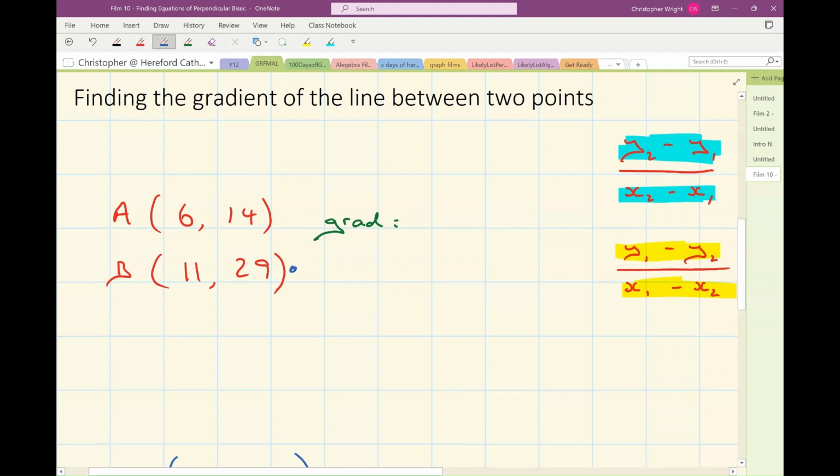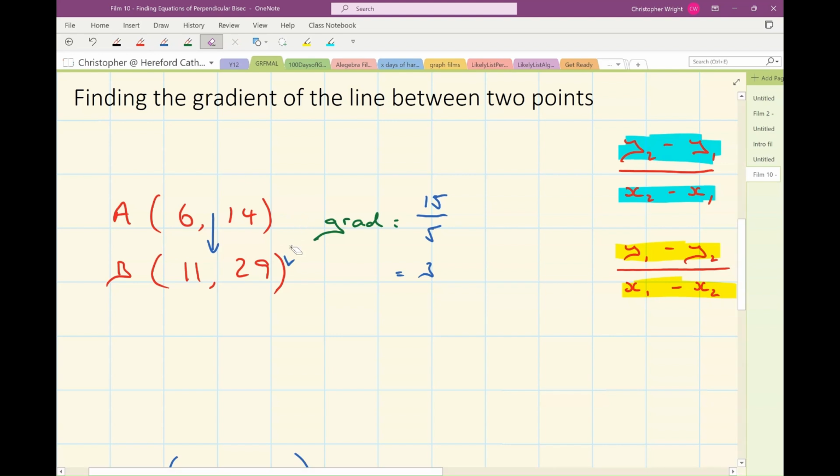As long as we do the same when we're looking at the change in y and the change in x. Now, looking at my y's there, I'm going to find it easier to count up from 14 to 29. So the change in y is 15. Now, when I'm thinking about the change in x, I must go the same direction. So the 6 to 11 gives me 5. So my gradient is simply 15 divided by 5, 3.